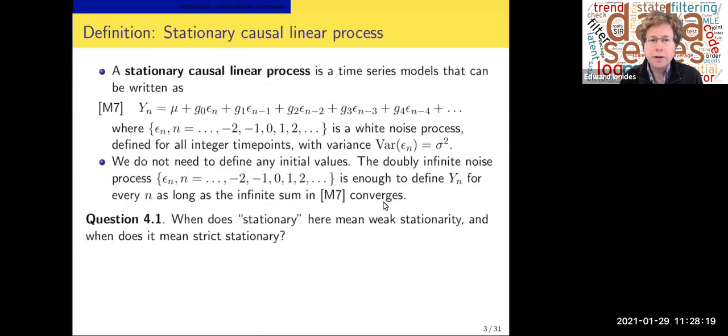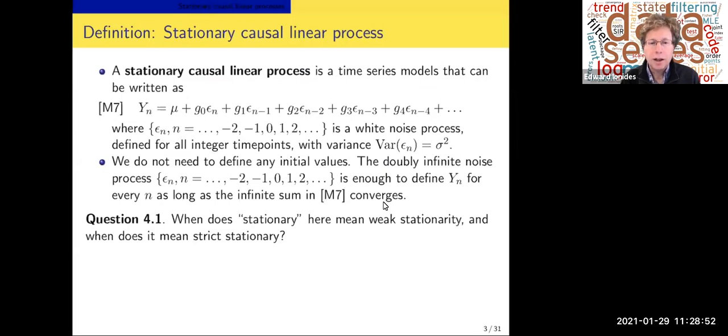Okay, so a stationary causal linear process is a time series model that can be written in the following form, which I'm calling model M7. I won't try to read this out. So y_n is some mean mu plus some function of lags of the white noise process. The coefficients are g_0, g_1, g_2, and so on.